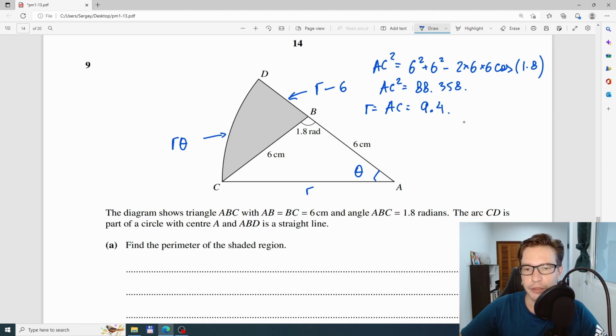Okay, so now we know the radius. Let's find the angle of the sector, again using the triangle. We know that all angles add up to 180 degrees, or pi radians. So the angle is going to be pi minus 1.8, then divided by 2.